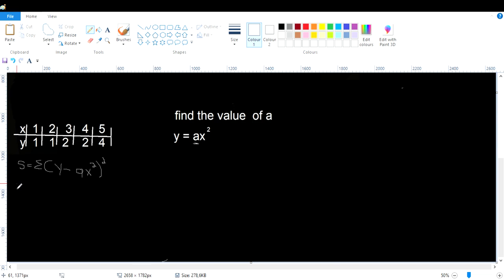Okay, here is the second step. S equals the sum. Here let's make two identical brackets: (y minus a x squared) times (y minus a x to the power 2), then close the bracket. Sum here.